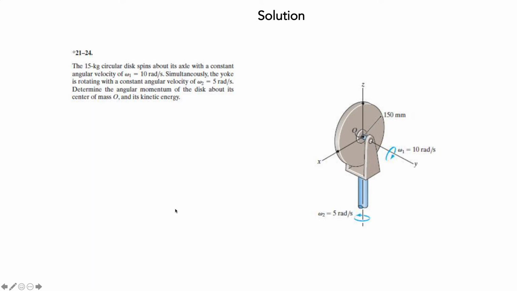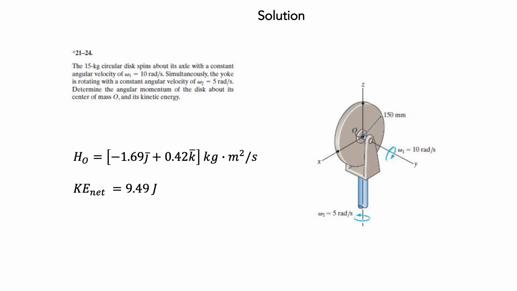So there we have it. The net angular momentum of the disk is negative 1.69 kilogram meters squared per second in the y direction, and 0.42 kilogram meters squared per second in the z direction. The net kinetic energy of the disk is 9.49 joules.